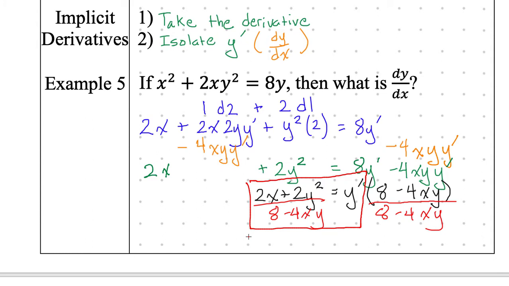Okay. And that's the general rule of thumb. This procedure of getting the y primes on one side, factoring out the y primes, and then dividing by whatever's left over after you factor out y prime is going to be almost the same thing over and over again. Very rarely will you have a problem that's harder than that. The hardest part about these problems is taking the derivative when you have x's and y's mixed together, because that thing does change from equation to equation.